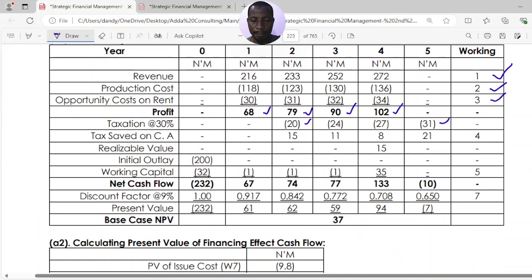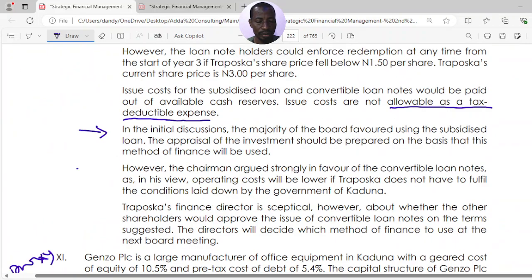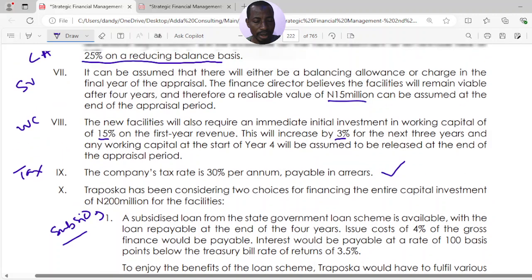Okay, so these are the tax saved on capital allowance posted there. Then I will now include the realizable value, the scrap value at year 4, which is 15 million. All right. Then the initial outlay in year 0 is 200 million. Working capital is now, the examiner told us that there is a working capital of 15% on annual revenue. So let's go to where you have information on the working capital.